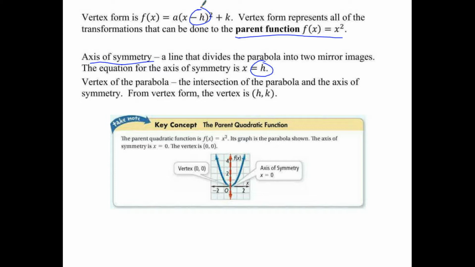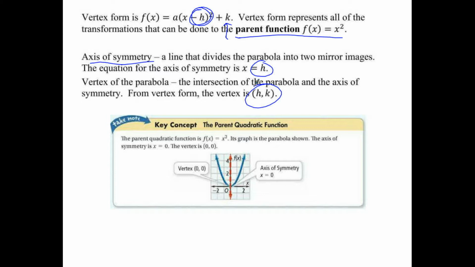Okay? So that means that this number right here, the h that I'm looking at, is the x-coordinate of the vertex. Then all I need to do is remember that this number, this k value, is how much up or down the vertex gets moved off of the x-axis. And if I remember that, then I know that the k value is the y-coordinate of the vertex. So therefore, the vertex is at h comma k. And that's why this is called vertex form.